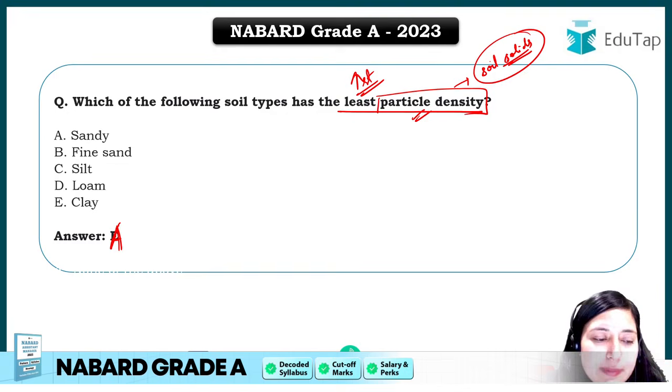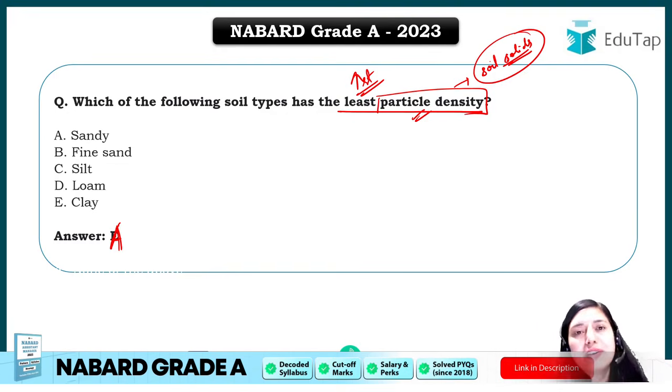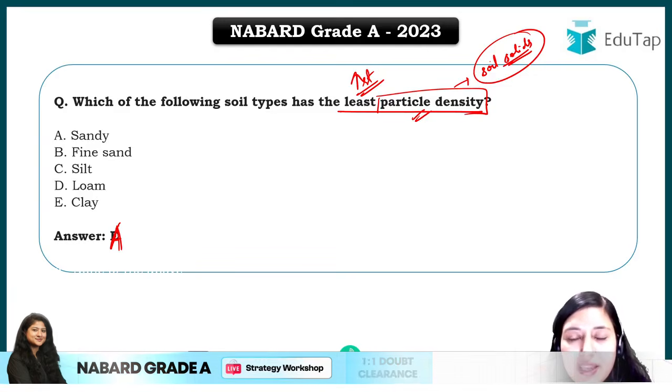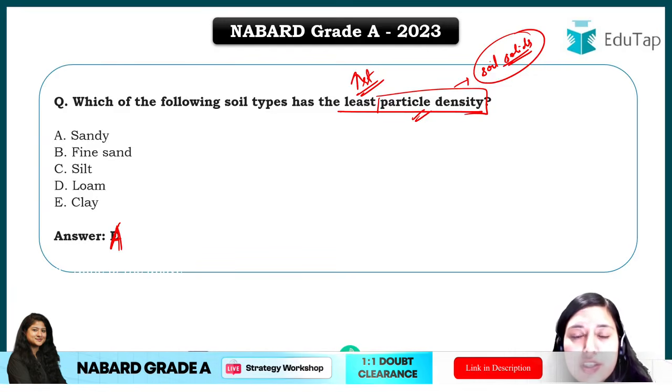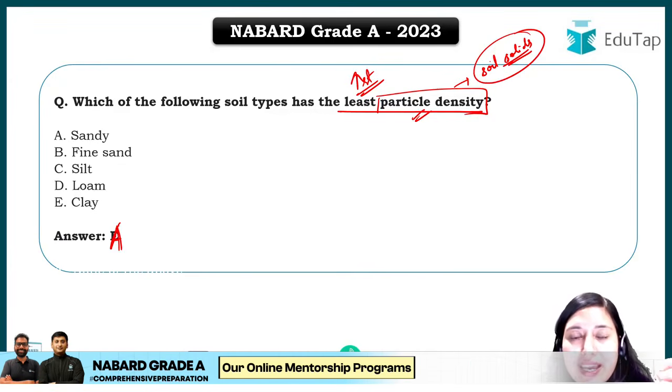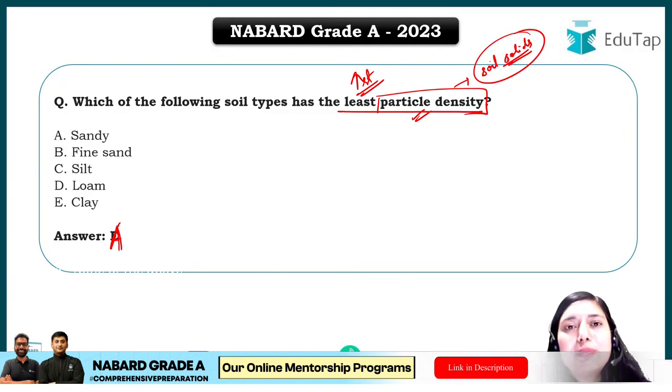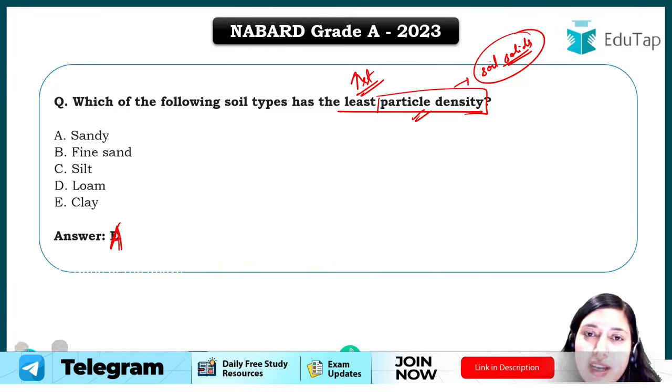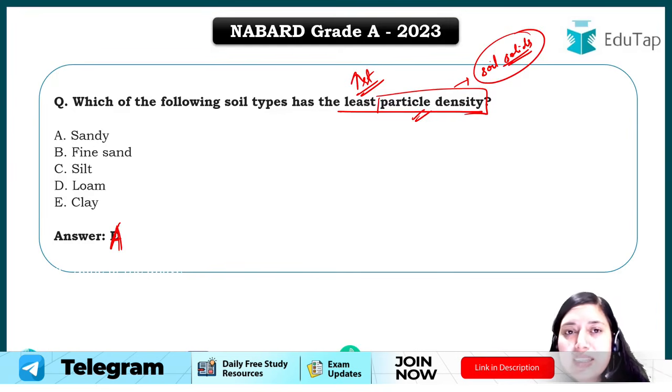So students, in this particular case, see, when we talk about particle density, we are talking about individual soil particle. And when we see the formation of clay and sand type of soil particle, clay is usually formed from heavy minerals. So if any soil particle is made up of heavy mineral, the particle density will be more for that, right? Sandy soil on the other hand is made up of light minerals. So hence particle density of sandy soil will be less. Clear? So understand this in this way.